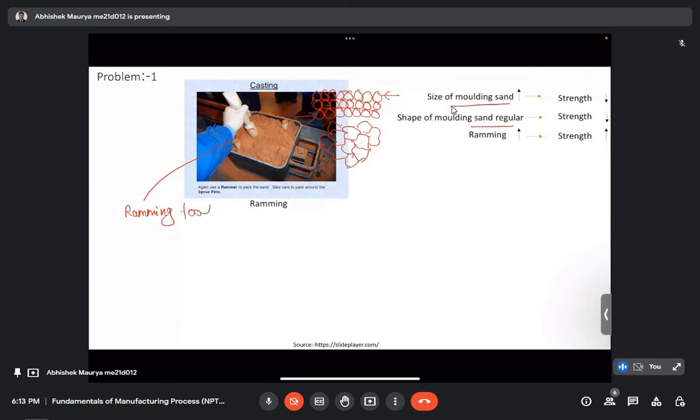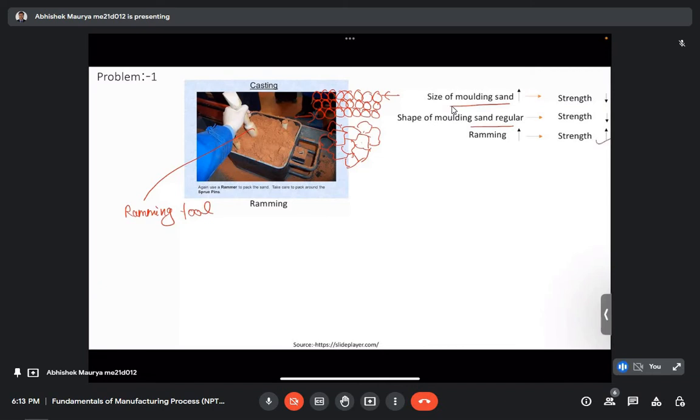With the help of the ramming tool, when we try to compact the sand, what we do is, first we put the pattern, and then we put all the sand over the pattern, and then we start ramming. So if the ramming is higher, then the degree of compaction will be higher and the strength will also be higher.